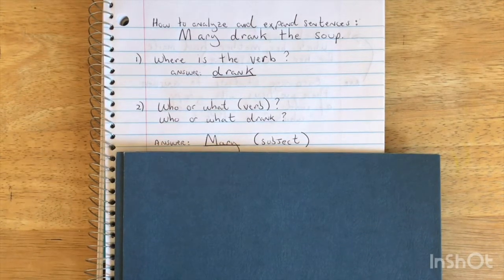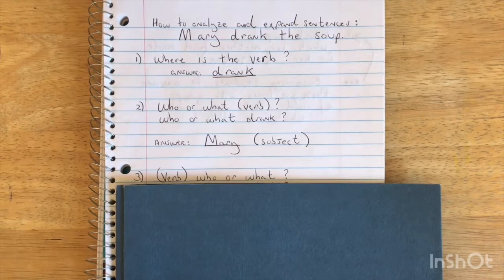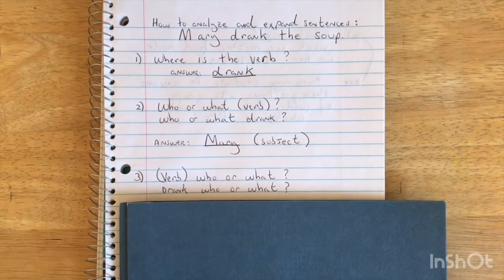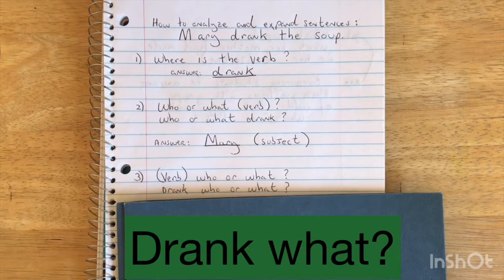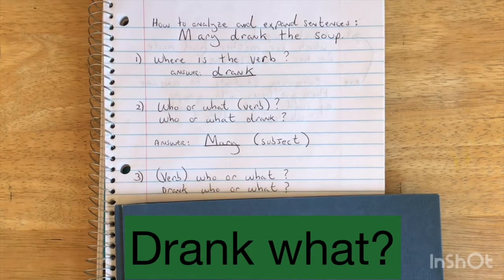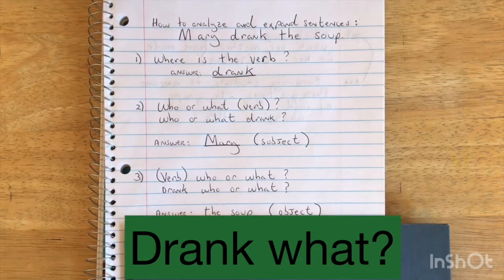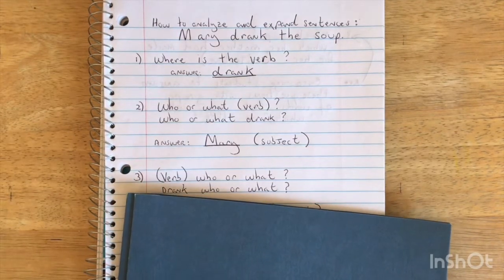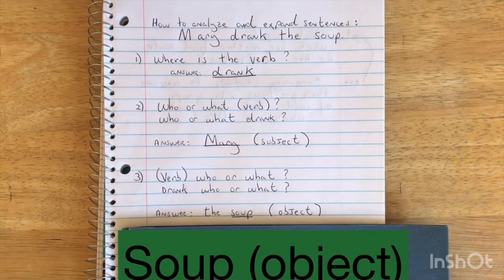And now let's go to the third question block. That's right, and that is verb, who or what. I'm going to replace the word verb with the word drank, and write drank, who or what. That is my question. Well, obviously, it's not a drank who, but a drank what, but I say the whole question anyway. But really, it's drank what, okay? So, what did Mary drink? Drank what? And the answer, as you can see here, is the soup. Mary drank the soup. Drank what? The soup. And that, yes, that's going to be my object. That's right, my object. Great.